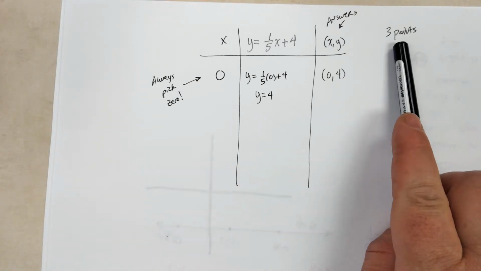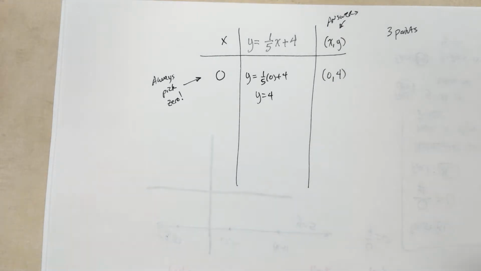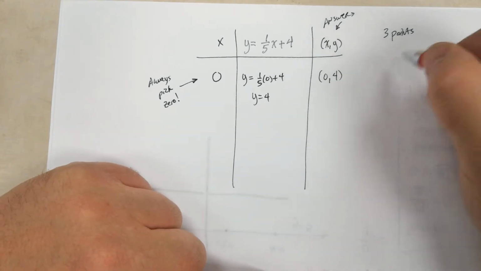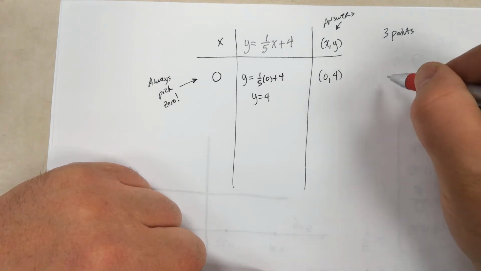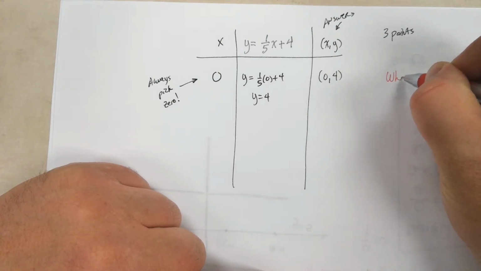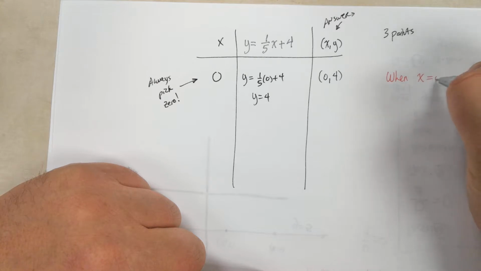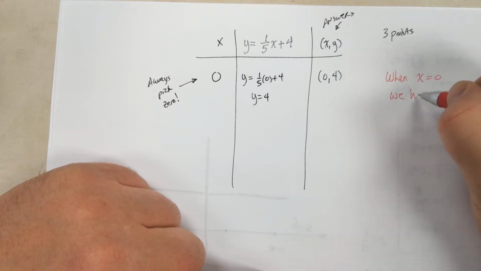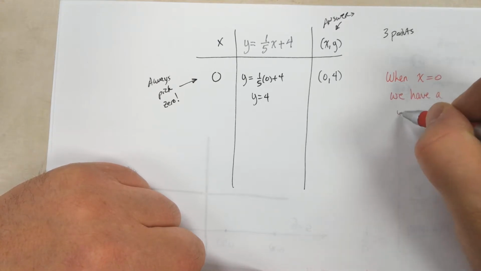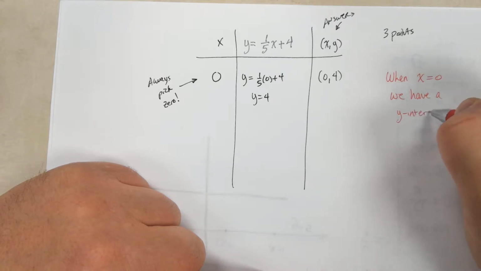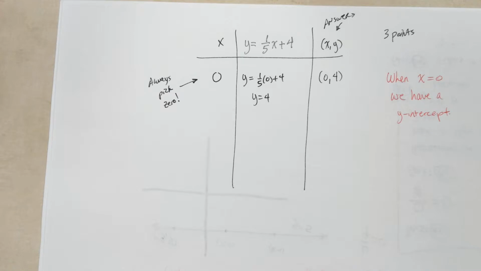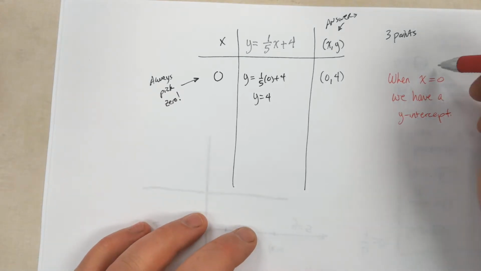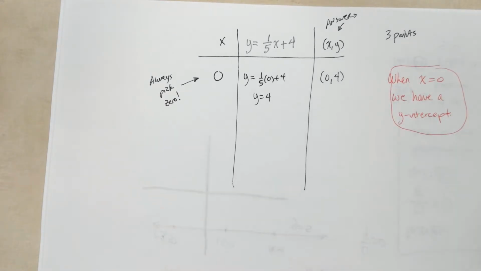We need 3. The nice thing about 0, and this is something we learned the other day: when x is 0, we have a y-intercept. You remember that? When x is 0, we have a y-intercept. That's how you find the y-intercept. You put a 0 for x, and then you solve it.